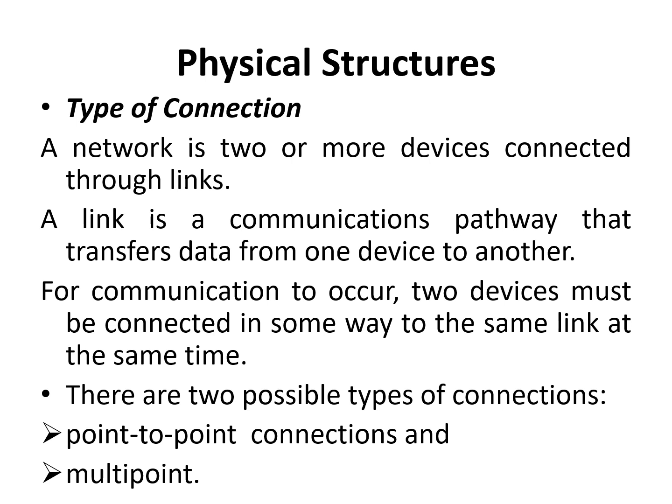There are different physical structures in a network. Depending on the type of connection, a network consists of two or more devices which are connected through links. What is a link? A link is a communication pathway which transfers data from one device to another device. In a system where communication is happening between two devices, they must be connected in some way to the same link at the same time. To perform this connectivity, there are two possible types of connections: point-to-point connection and multi-point connection.